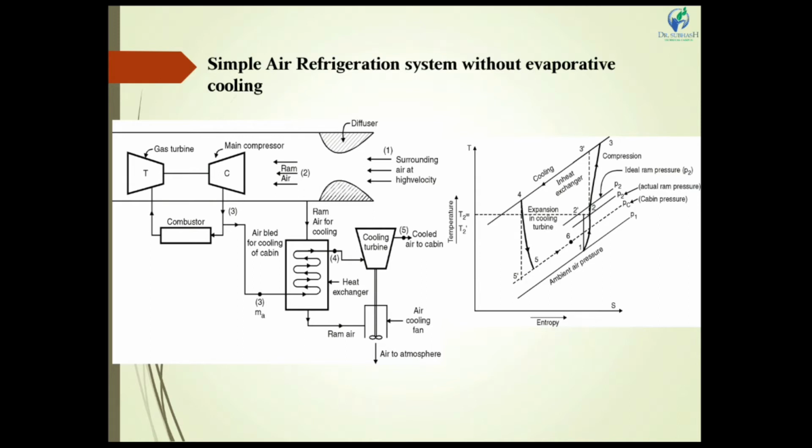And then after the air is passed through the main compressor, the process during atmospheric condition goes from ambient pressure 1 to process 3. First is ambient pressure, second is ram pressure, and third is after the compression process.